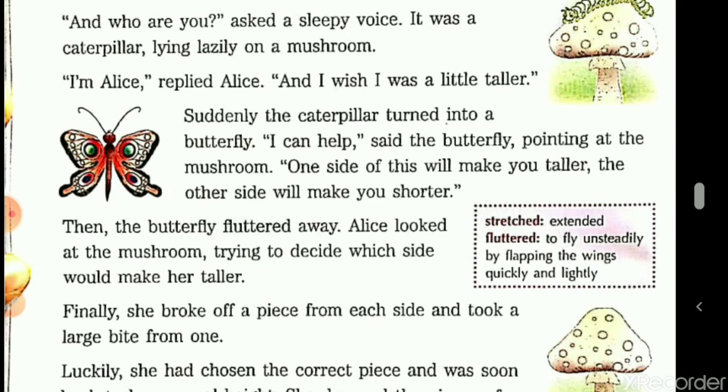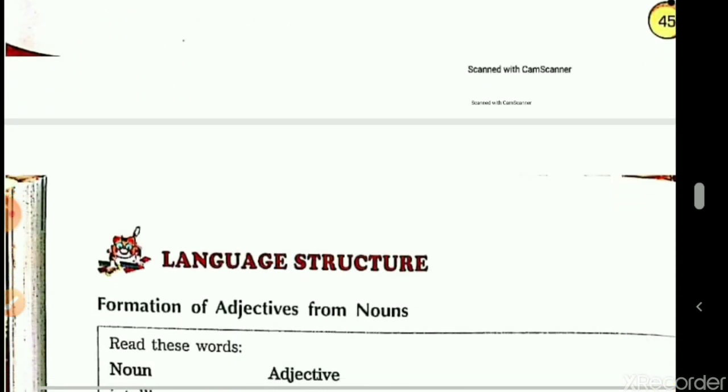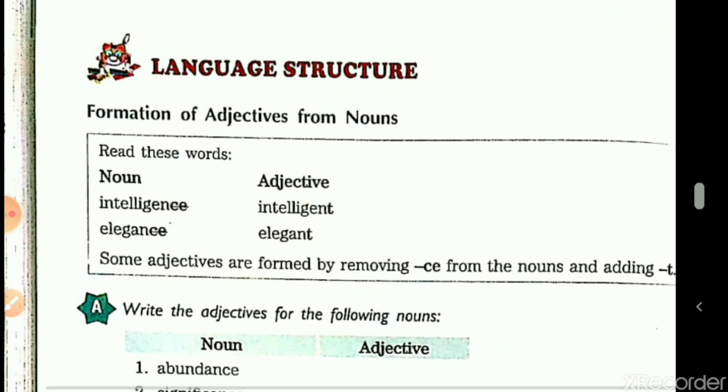Now, children, I'll start with language structure, and my exercise on language structure is about adjectives. We need to form adjectives from nouns. But before that, children, let us revise what are adjectives and what are nouns.